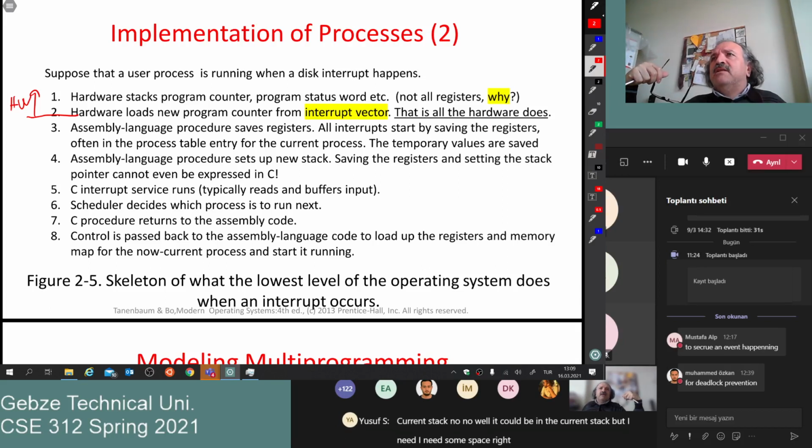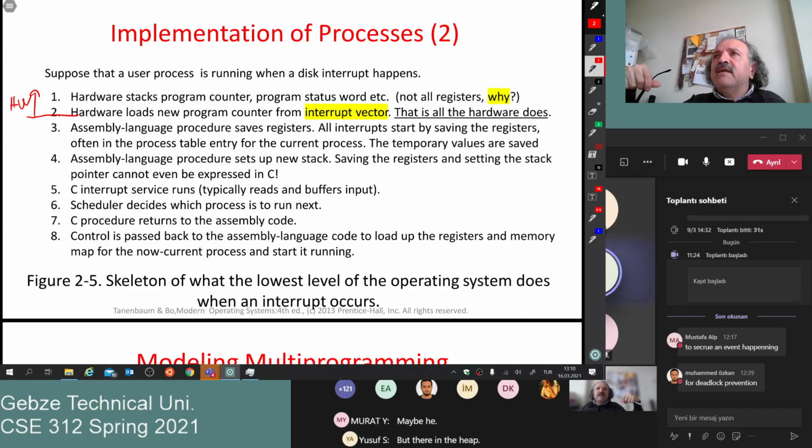I cannot overwrite the current stack's already used values. Maybe heap. But where in the heap? Where in the stack? You need to tell me the address. Where is the address? I think only the operating system can know this information. No, we could know that too.